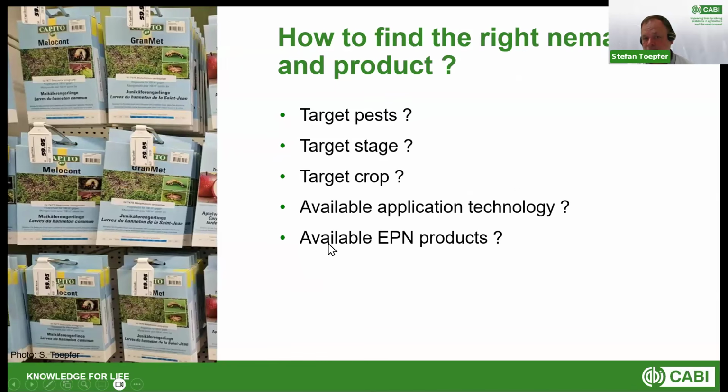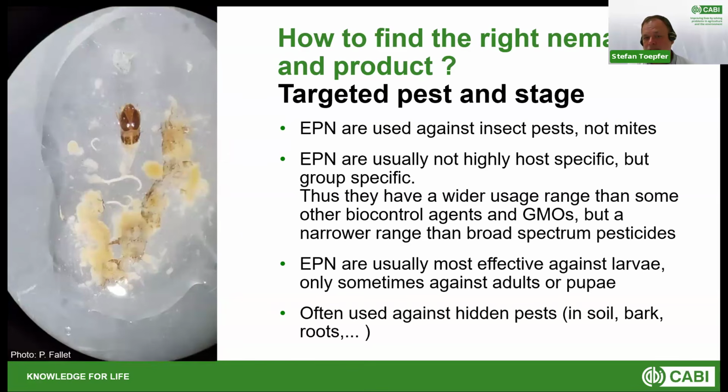Good. How to find the right nematode product? It depends on the target pest, the target stage, the crop, what application technology you have available on a farm, and which products are available in your country. So target pest and stage: nematodes are used against insects, not against mites, so not against spider mites and so on. So they are used against insects.